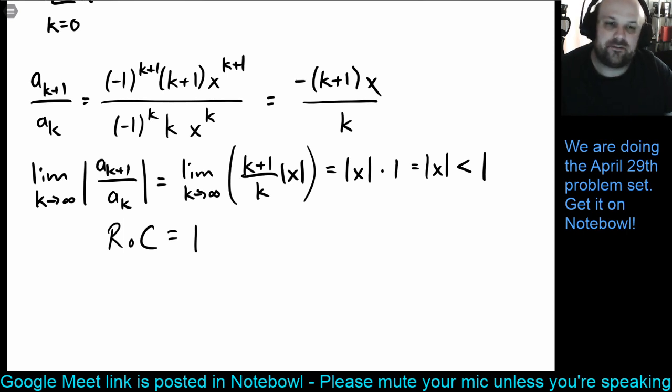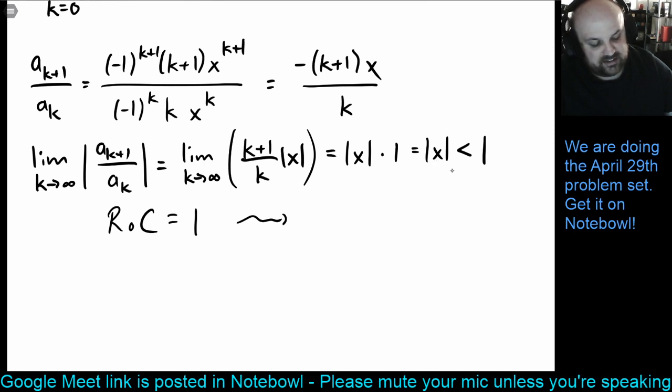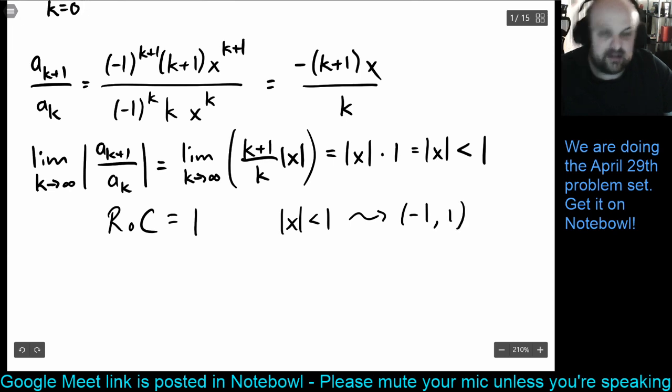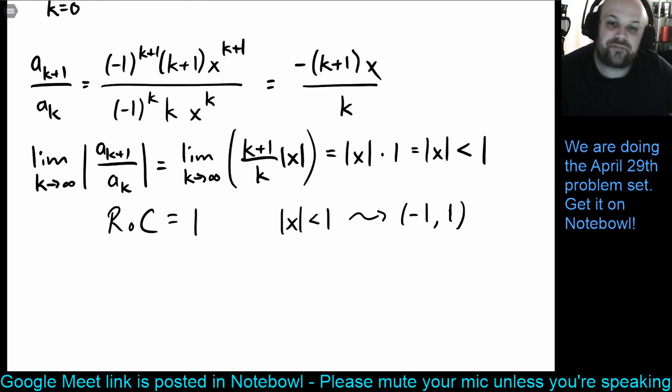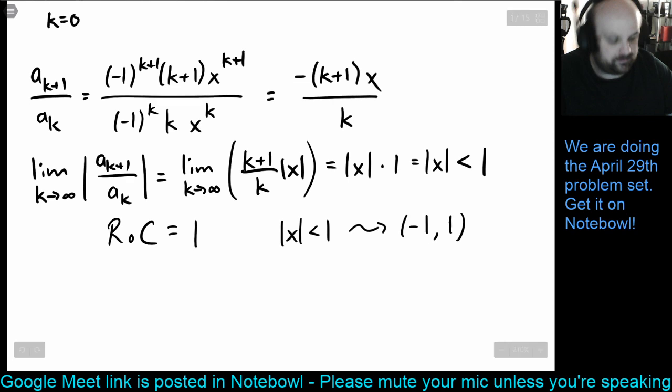Well, how about the interval of convergence? Absolute value of x less than 1 turns into the interval from minus 1 to 1. And this is an open interval, because it's a strict inequality. The question is, does this thing converge at either endpoint? That's going to determine what's going on here.